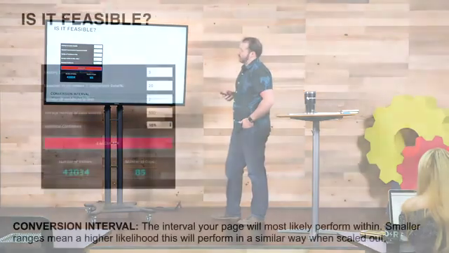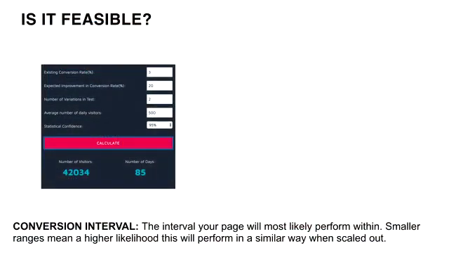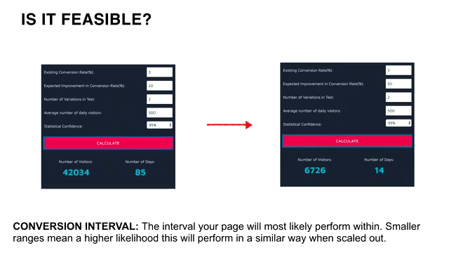So is it feasible? Say existing conversion rate's 3%. I expect a lift of 20%, which isn't that much. There's 2 variations in the test. I see about 500 visitors, and I want 95%. That would take me 85 days to run, totally out of the question. And that's at a 20% lift, right? How about this?